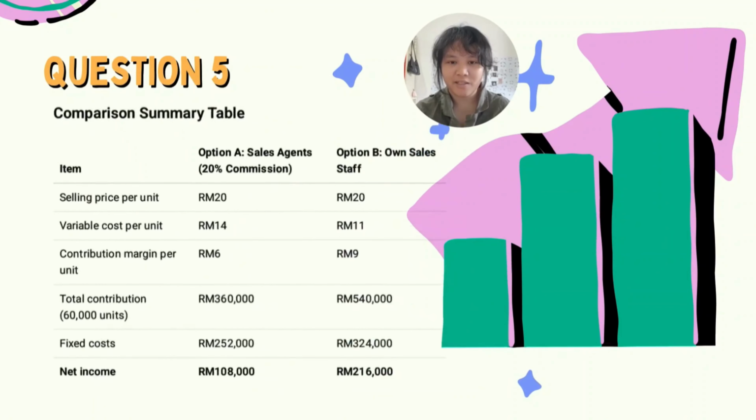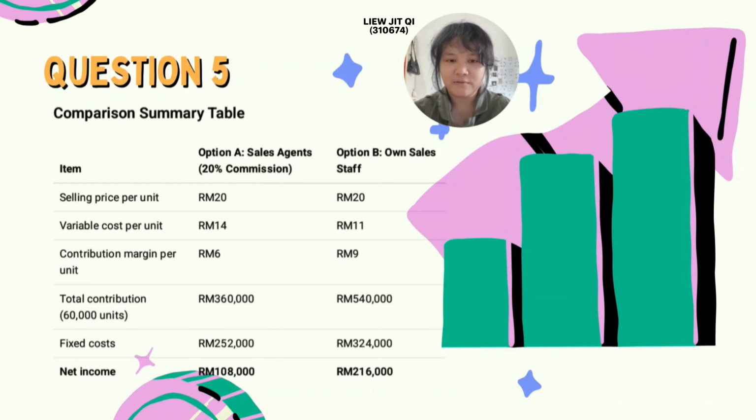Now let us calculate the net income when the company approved the increase of commission rate to 20%. Originally, the selling price per unit is 20 ringgit. If the commission is involved, 14 ringgit of variable cost would be charged. 20 minus 14 would lead us to a contribution margin of 6 ringgit. With the sales unit of 60,000, we will get 360,000 ringgit for the contribution margin. We also have the fixed cost of 252,000, which leads us to the net income of 108,000.